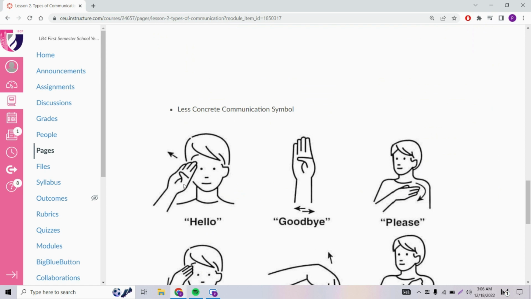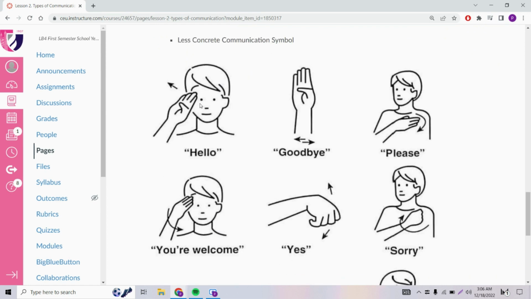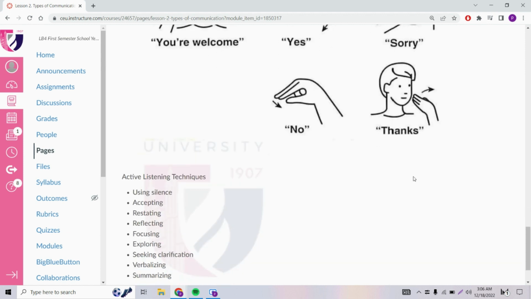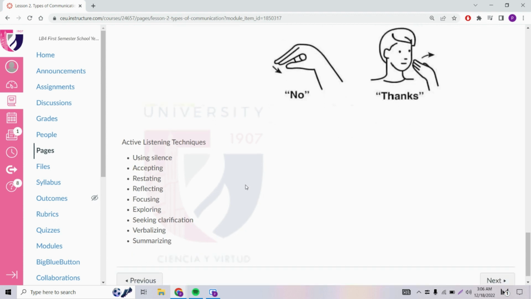Then less concrete communication, class, are the hand signs: hello, goodbye, please, you're welcome, yes, sorry, no, and thanks. Then active listening techniques would include using silence, accepting, restating, reflecting, focusing, exploring and seeking clarification, verbalizing, and even summarizing.